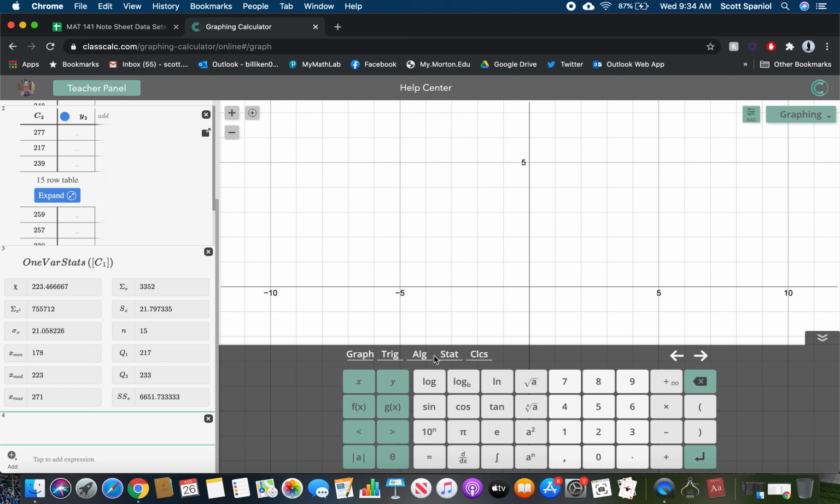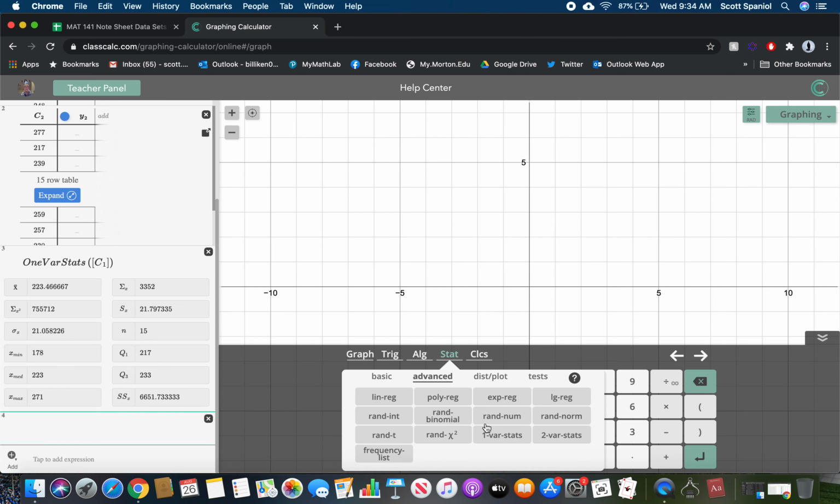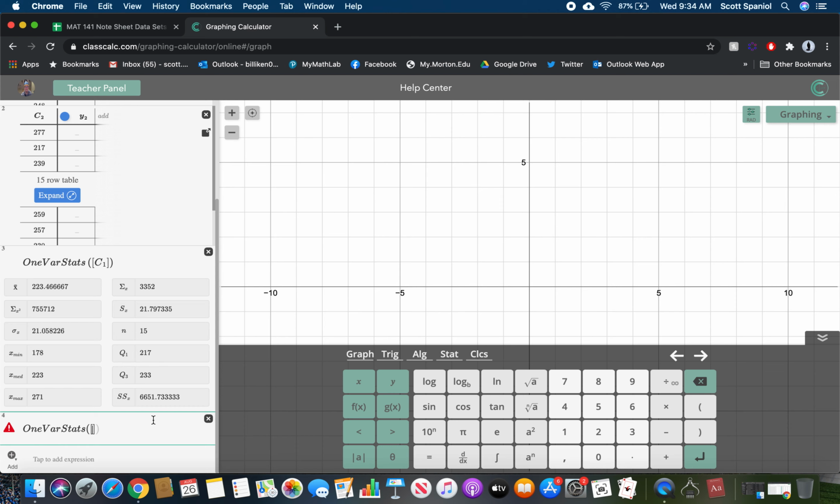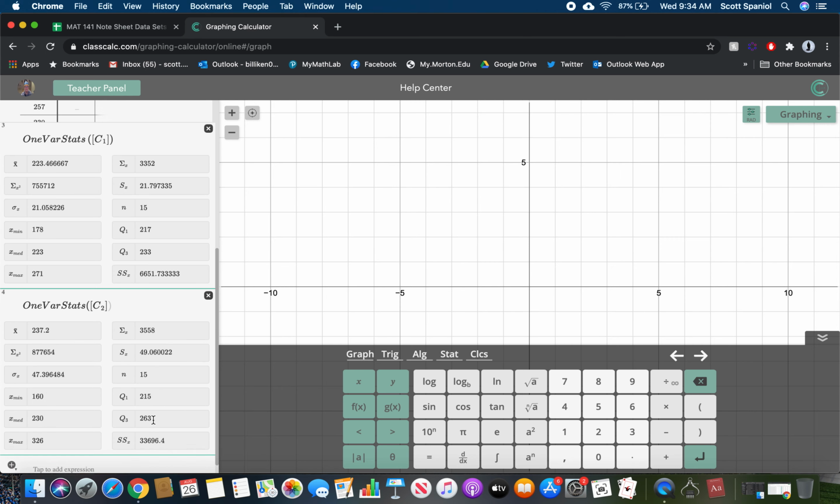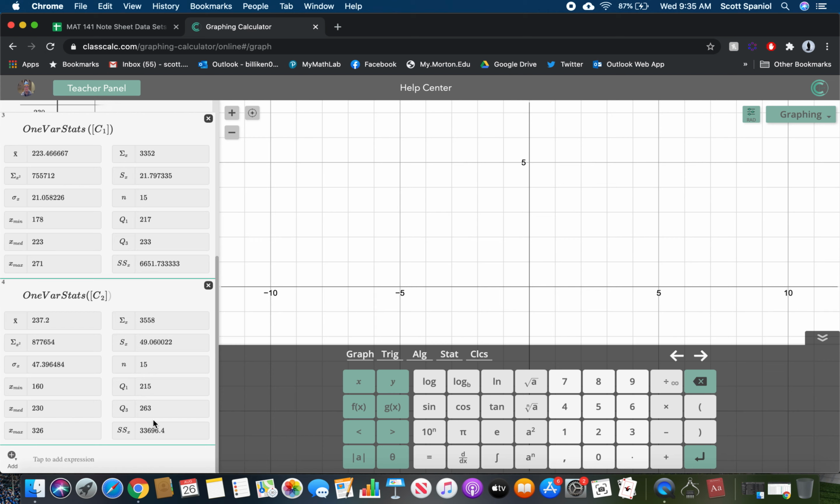And then I can do the same thing for car 2. So I go to Stat, Advanced, 1 variable statistics, and I type in C sub 2. And you could easily, instead of using these C's, just use A and B, right? So for car 2, we get X bar is 237.2. The median is down here, right, where it says X and then sub med. So 230. And then S is 49.060. Okay. So now I wrote all this down in my notes.